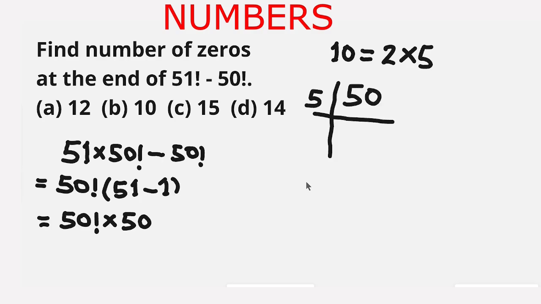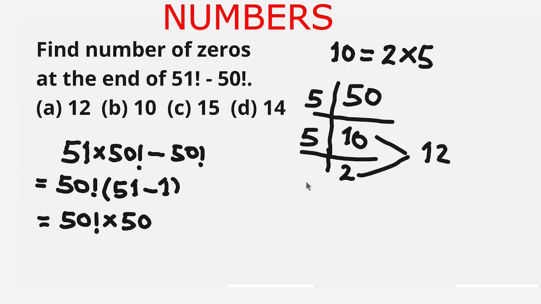5 divides 50 for 10 times. We again divide 10 by 5 and it divides it for 2 times. And the sum of the consecutive quotients, 10 plus 2, is 12. And this will be the power of 10 in 50 factorial.